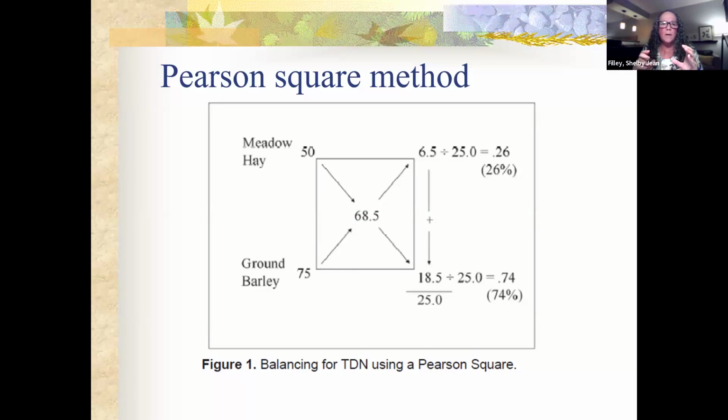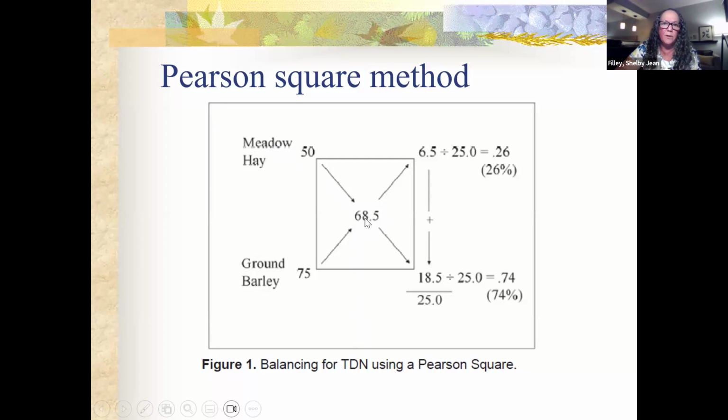two items to balance them out to meet a specific point. All right, didn't explain that very well. So how to combine two substances to make them a target value. So let's look at this for balancing for TDN, all right, using a Pearson square.